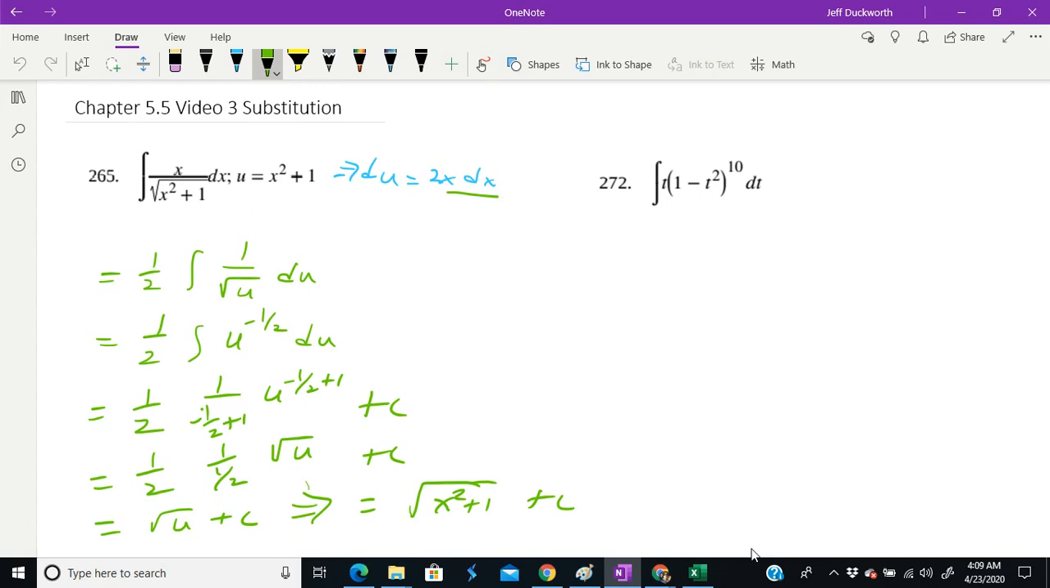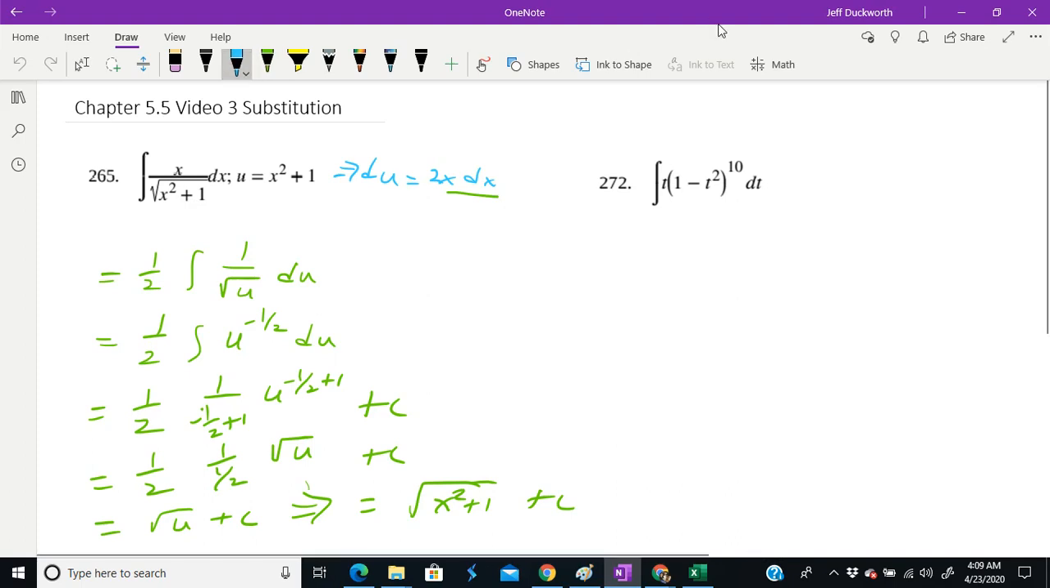Okay. Now, number 272, I chose this one over 271. 271 would require a substitution and then some manipulation. There's an example problem similar to it, or with the technique, a few pages in. We're not going to be doing that. We're going to be doing ones more like this.